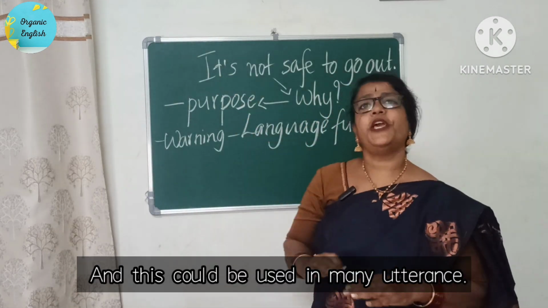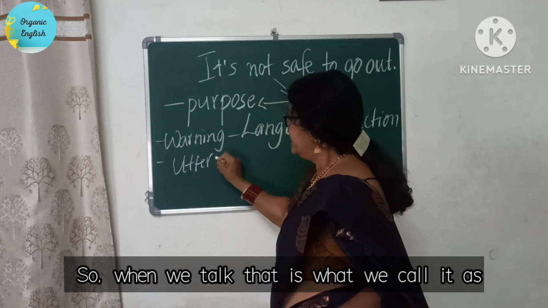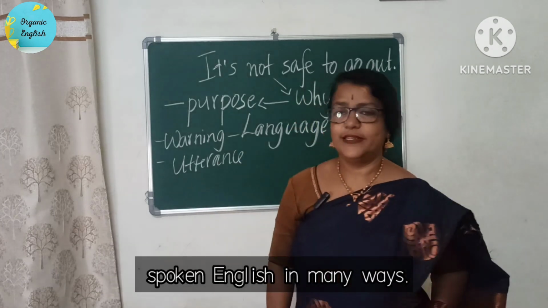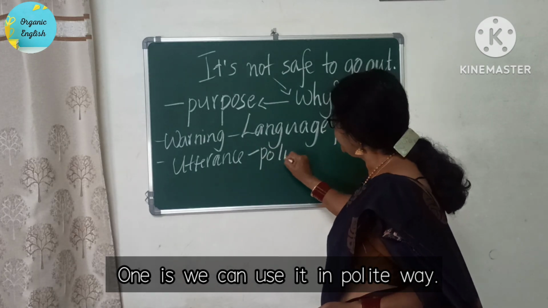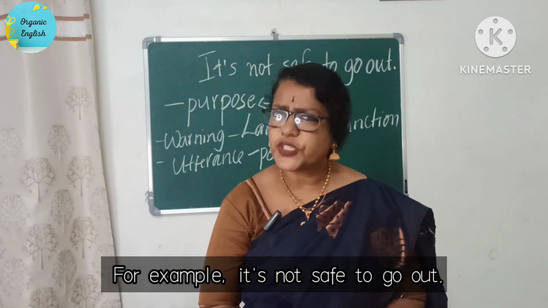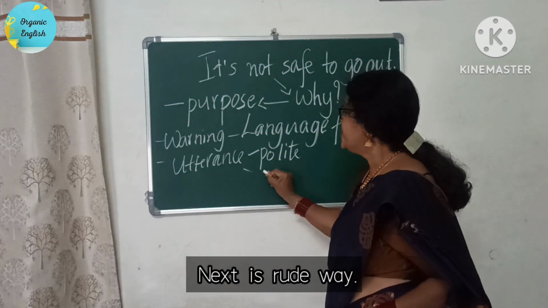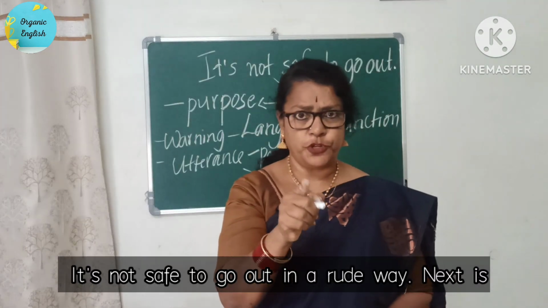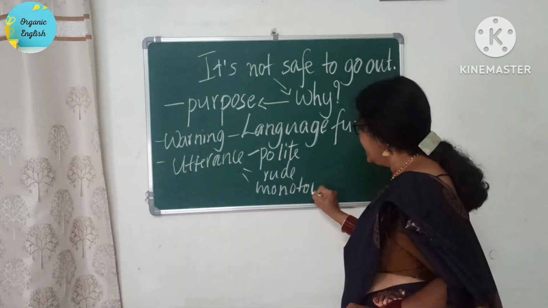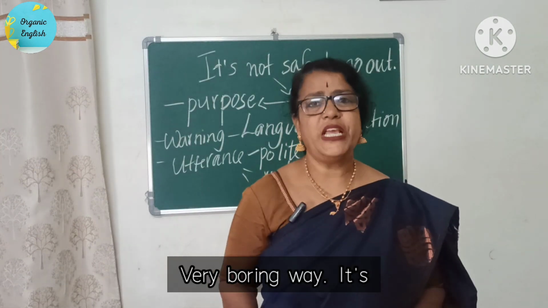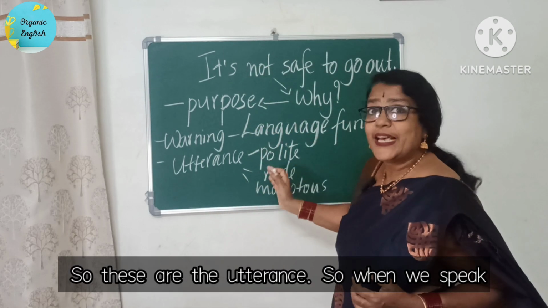And this could be used in many utterances. So, when we talk, that is what we call spoken English, in many ways. One is we can use it in a polite way. For example, it's not safe to go out. This is a polite way of using the sentence. Next is a rude way. It's not safe to go out, in a rude way. Next is a monotonous, very boring way. It's not safe to go out. So these are the utterances.